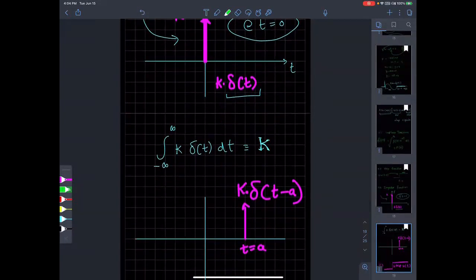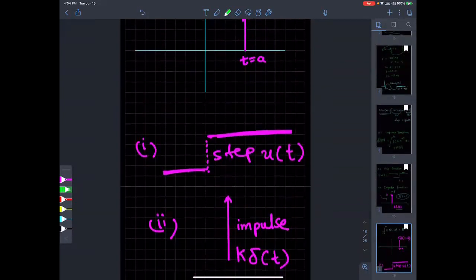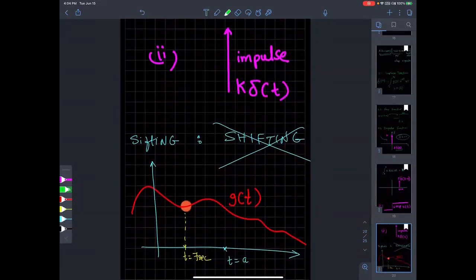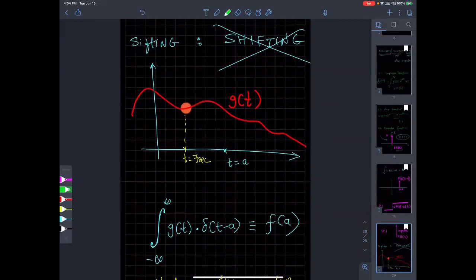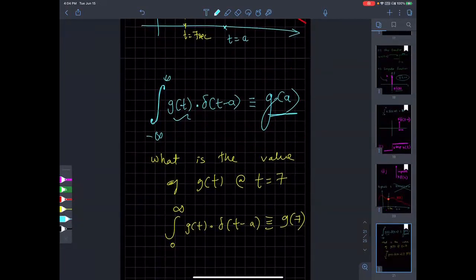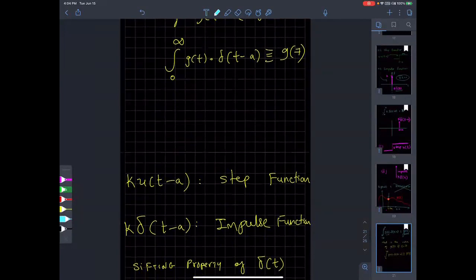We discussed the idea of impulse function, which when you multiply it with a function, has a shifting property. Shifting property meaning the value of the function at that instant of time. I should probably write this as g of a. That's the idea of impulse function. That's how far we discussed.